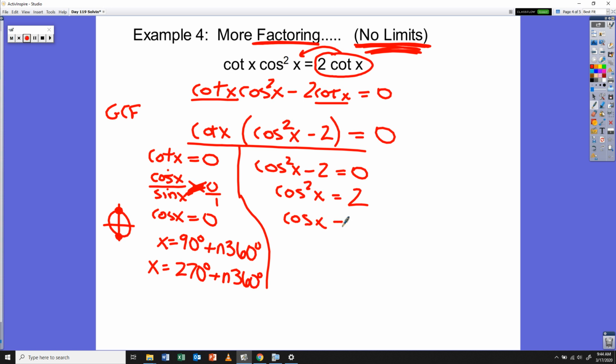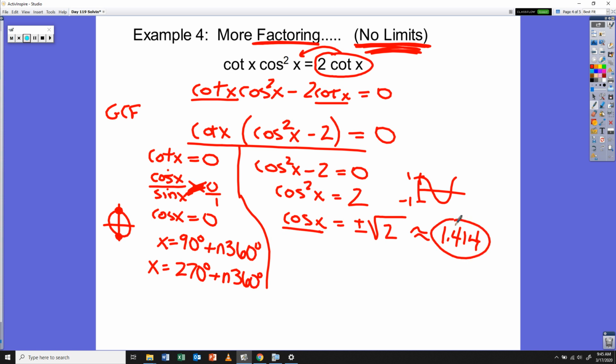Remember that when you take a square root, that leaves you with a plus and a minus answer. So far, this looks pretty normal, except for one little thing. If you think about the cosine graph, the highest that the cosine graph ever goes up to is 1, and the lowest it ever goes down to is negative 1. The approximate value for the square root of 2 is 1.414. So what that means is we're looking for angles whose cosine values are bigger than what cosine can normally produce. That means this side of the equation has no solutions for x.